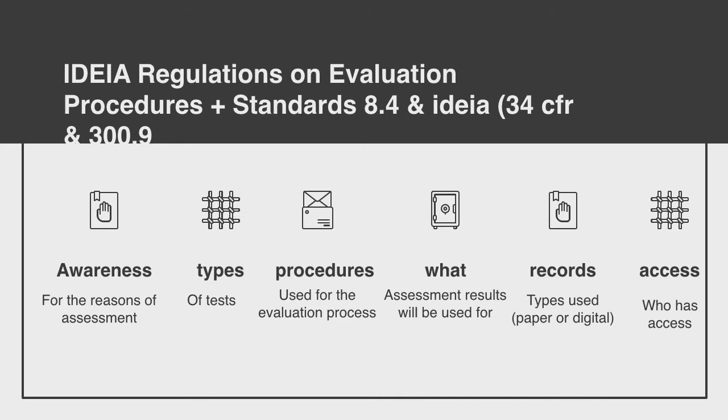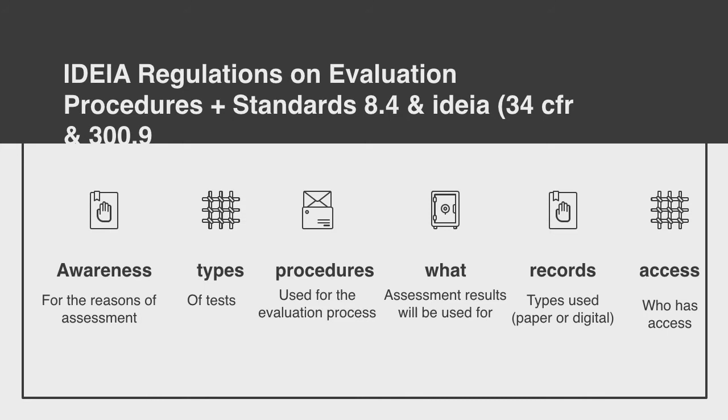2. Not use any single procedure as the sole criterion for determining whether a child is a child with a disability and for determining an appropriate educational program for the child. And 3. Use technically sound instruments that may assess the relative contribution of cognitive and behavioral factors in addition to physical and developmental factors. Then there's C, other evaluation procedures.